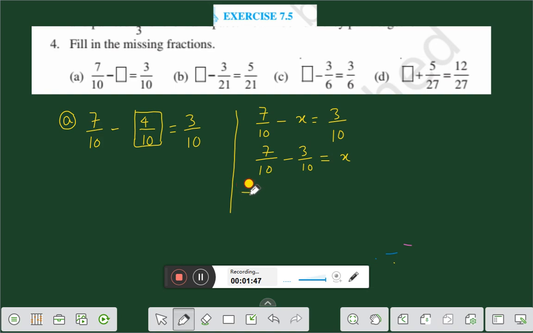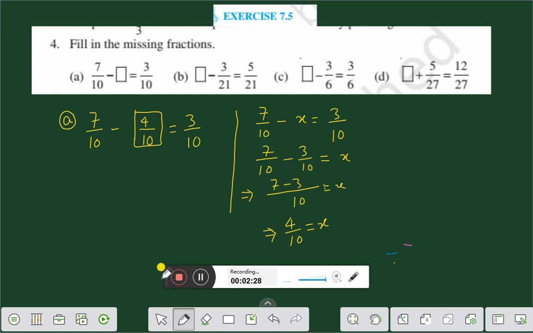Now, if we subtract, 10 is the LCM or denominator, that is 7 minus 3 is equal to x, or 7 minus 3 is equal to 4, that is 4 by 10. Therefore, the value of x is equal to 4 by 10. That means we can write here 4 by 10. Or in a simple way, since both the denominators are 10, it will be 10, and what should be subtracted from 7 so that you get 3, that is 4 by 10. Right? In this way, you can solve the problem.